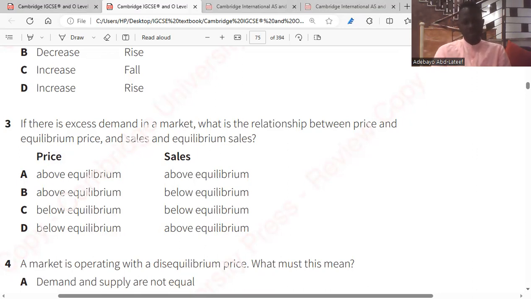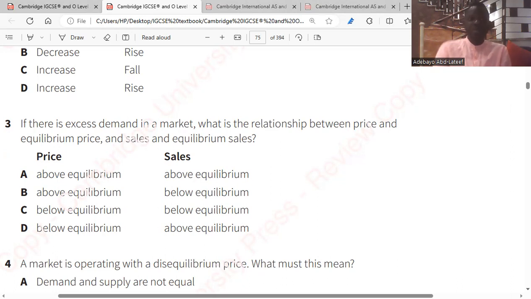So what happens to sales and equilibrium sales? Sales will be above the equilibrium. Or below. Sales will be below, because there's no supply. So when there's excess demand in the market, price will be below equilibrium, because excess demand is based on price being set below the equilibrium price. When price is set below the equilibrium price, producers will not be willing to produce.